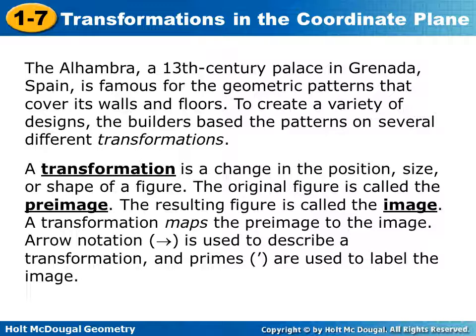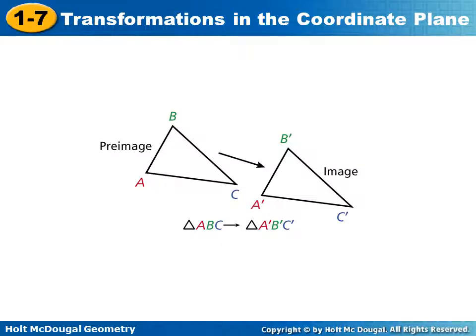The original figure is called the pre-image because it's before anything's been done to it, so it's the pre-image. The resulting figure is called the image. A transformation maps the pre-image to the image. Arrow notation is used to describe a transformation, and primes, or little apostrophes, are used to label the image.